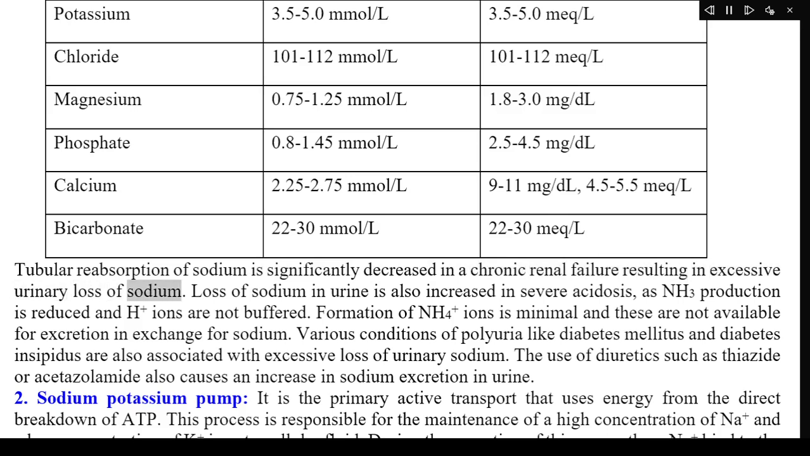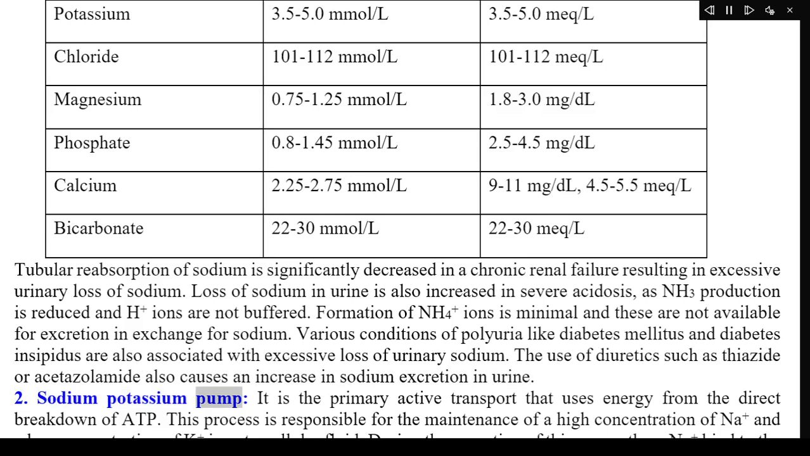Tubular reabsorption of sodium is significantly decreased in chronic renal failure, resulting in excessive urinary loss of sodium. Loss of sodium in urine is also increased in severe acidosis, as NH3 production is reduced and H+ ions are not buffered. Formation of NH4+ ions is minimal and these are not available for excretion in exchange for sodium. Various conditions of polyuria like diabetes mellitus and diabetes insipidus are also associated with excessive loss of urinary sodium. The use of diuretics such as thiazide or acetazolamide also causes an increase in sodium excretion in urine.